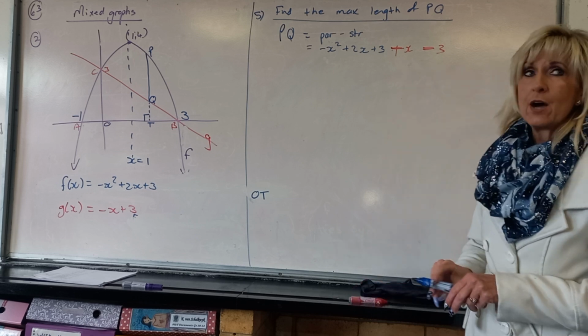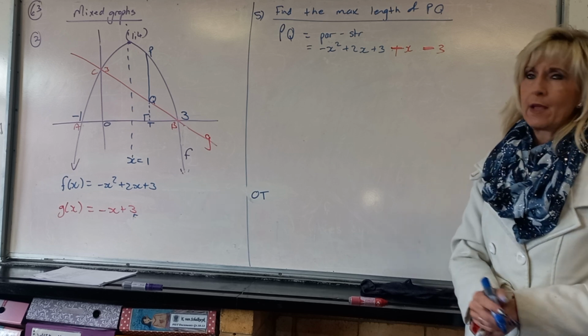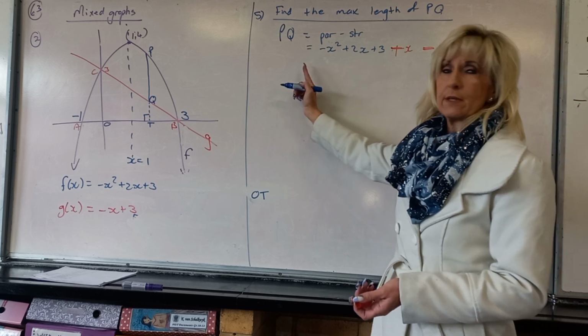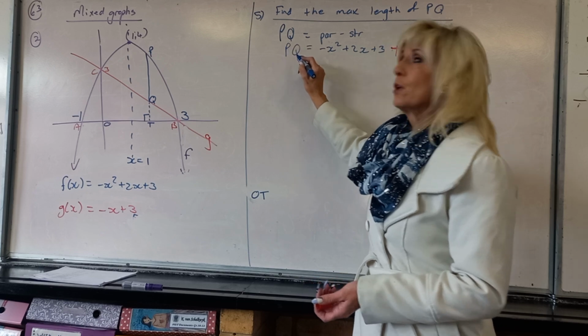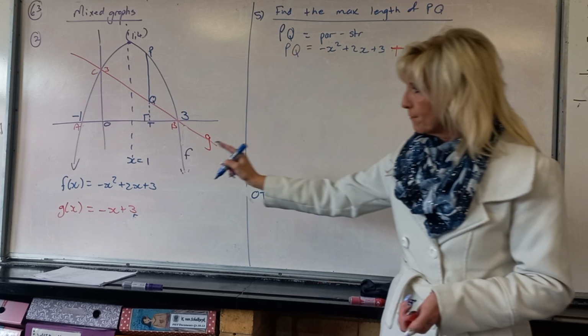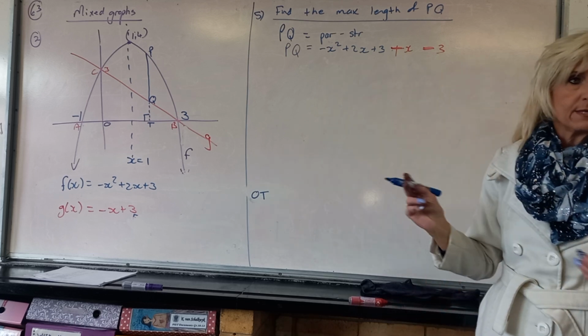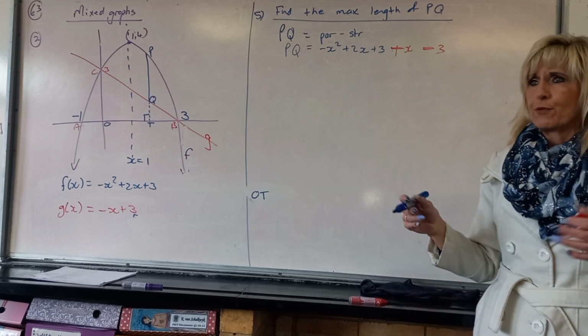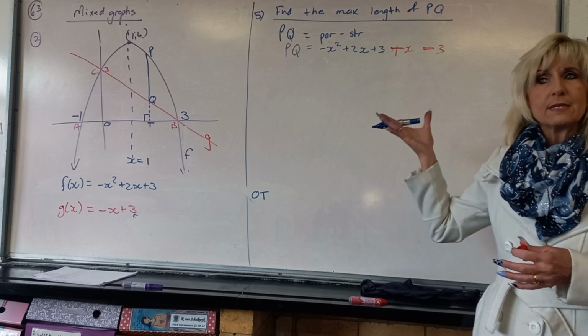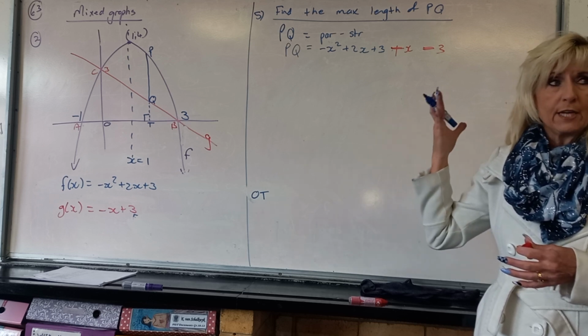So that is now not an equation. Why is this not an equation? Because it's not equal to zero. It's a formula for PQ, just like a formula for the parabola. So you can't now say divide the whole thing by something, times the whole thing by something, add something. This is an expression, not an equation.